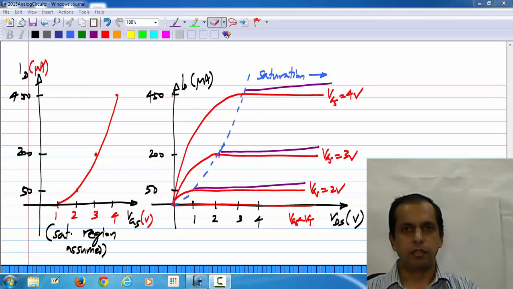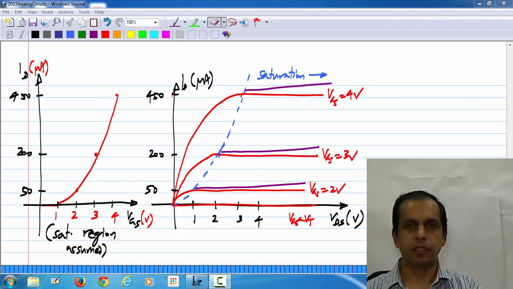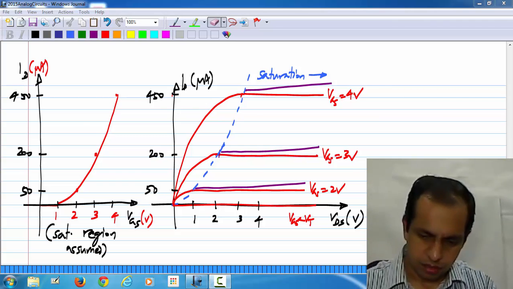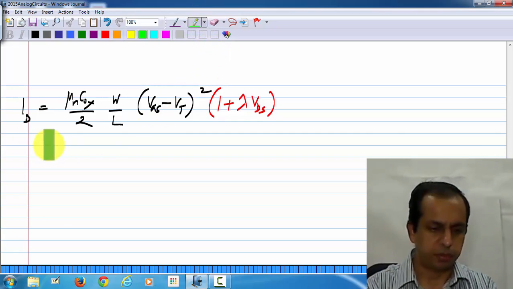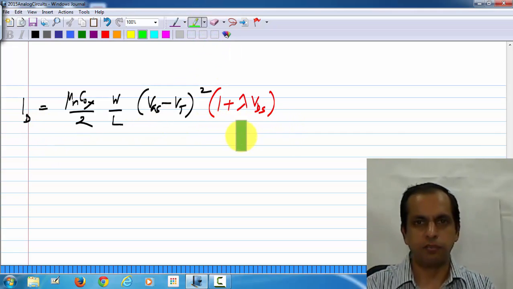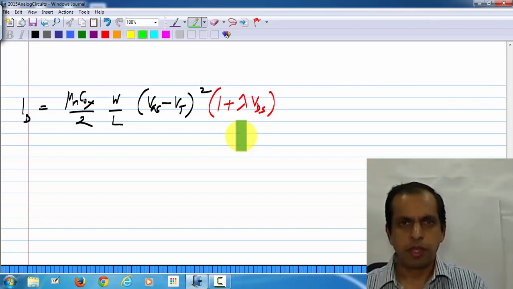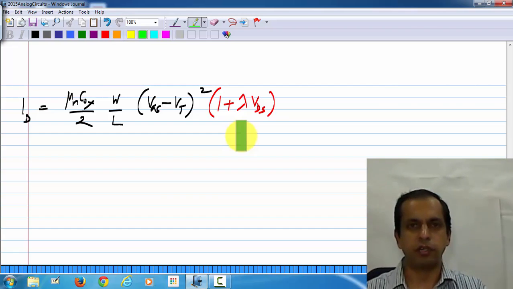We now know that the ID-VDS characteristics of a MOS transistor, or the port 2 characteristics of a MOS transistor, are not exactly flat in the saturation region. They have a slight upward slope. The current does increase slightly with increasing VDS. In terms of the expression for the current, we have this additional factor 1 plus lambda VDS. What we need to do now is to find out the effect of this on the small signal model.